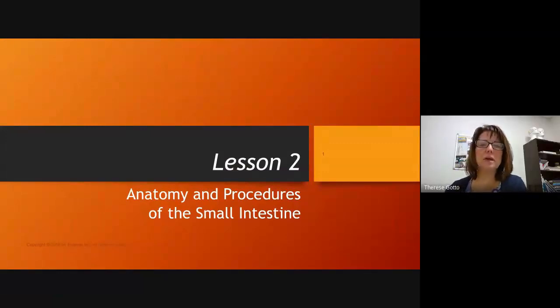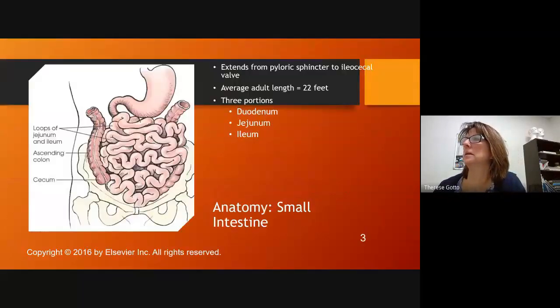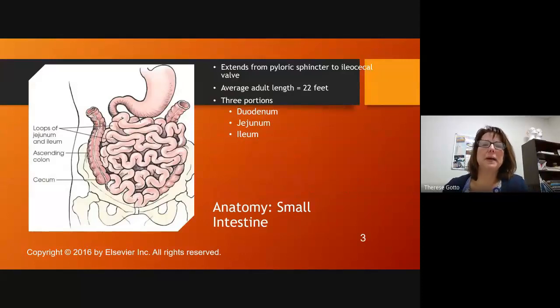All right, so moving on to the small intestine. It extends from the pyloric sphincter to the ileocecal valve. It is in 3 portions. The first portion is, of course, the duodenum. The second portion is the jejunum, and that is the one with the feathery appearance. The last portion is the ileum, and you can remember that's the last portion because this is the ileocecal valve down here where it meets the large intestine.